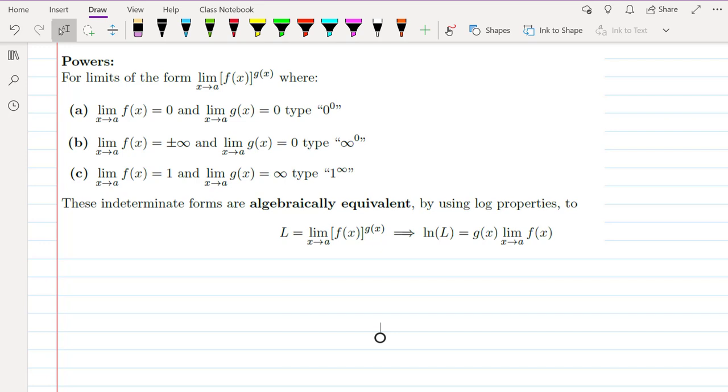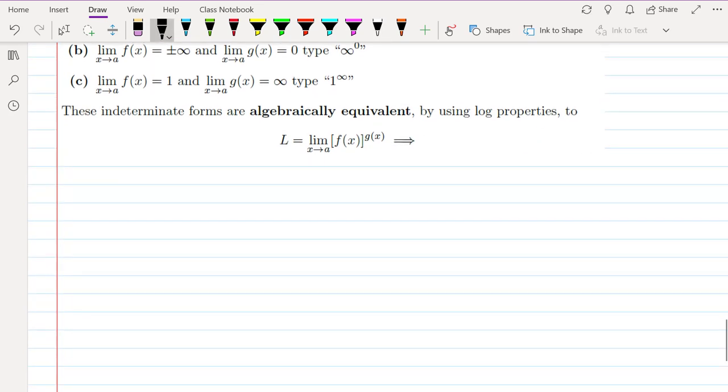By using logarithmic properties, this is equivalent to the following. So let's go ahead and correct this. So let's get rid of that. And then we have this limit.